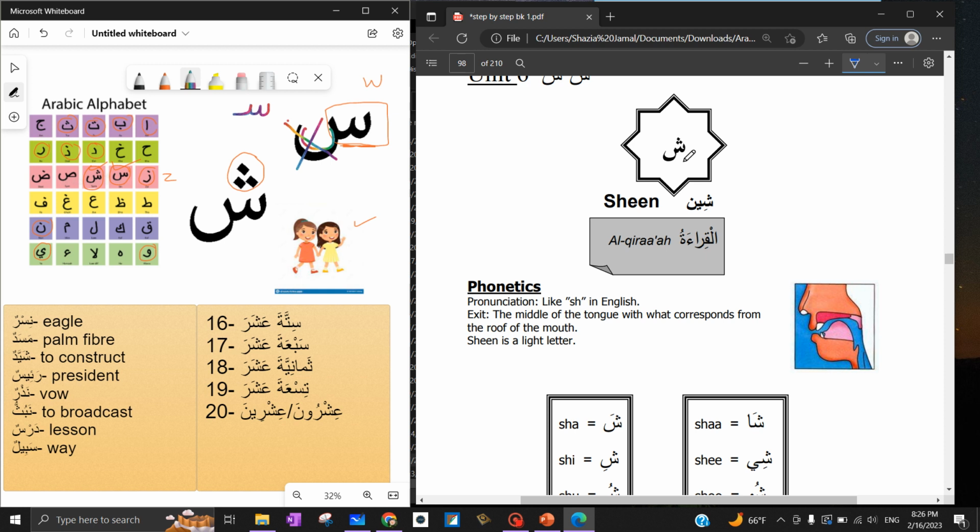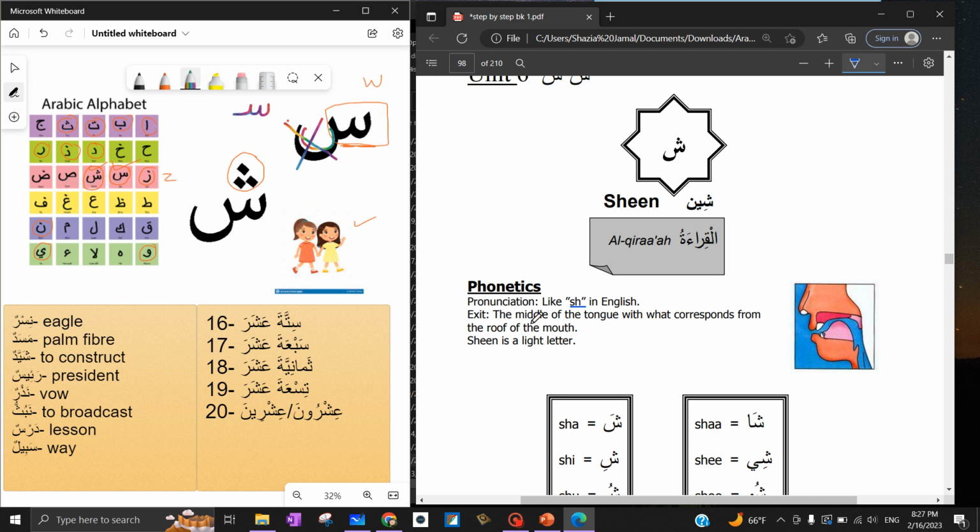So what is the difference between seen and sheen? Seen was empty here, and sheen has three dots above it, but the letters are identical. The writing rules and shape, everything are identical. The only difference is the three dots on sheen. And it is the letter of tafashi, meaning the spreading sound, and it is equivalent to English sh, sha, like in shoe or in any other word like shin, shape.